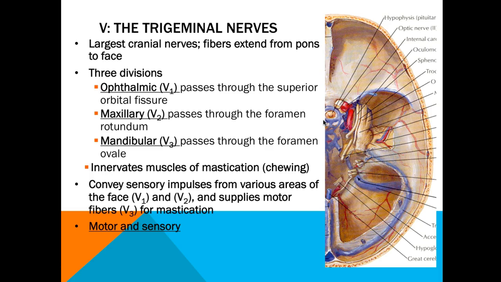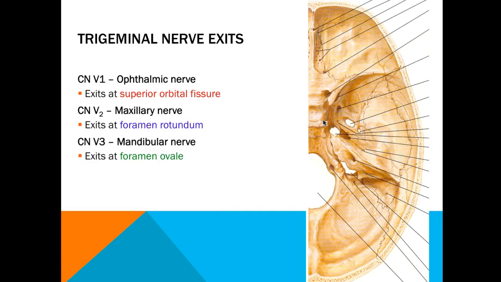Now let's move into cranial nerve number 5, which is our trigeminal nerve. This is going to be the largest of cranial nerves. It's this one right over here. And these fibers are extending from the pons over to the face. Like I mentioned, it has 3 divisions. So let's talk about that real quick.